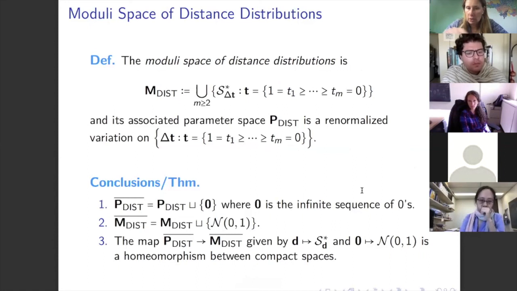It looks a lot like what I've written here, subsets of real numbers that are decreasing starting at 1 and going down to 0. And then if you have this p dist, we claim that if you take the closure of p dist, there's exactly 1 extra point in the closure, so it's like a 1-point compactification. All you have to add is the infinite sequence of zeros. And the closure of the moduli space m dist is, once again, m dist union just the normal 0, 1. There's 1 extra point you have to add, a 1-point compactification. Again, you have a homeomorphism between the parameter space and the moduli space of distance distributions. Okay, good.